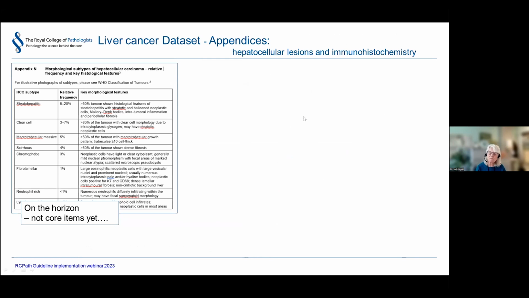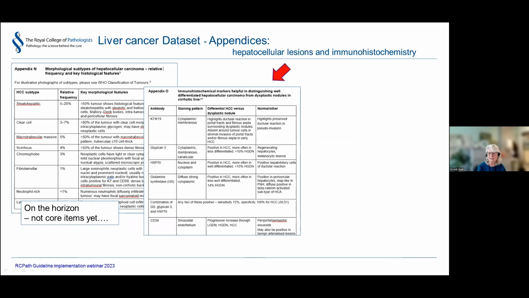I want to also signpost to you some of the appendices included in this data set. One of them is Appendix N, and this is the subtypes of hepatocellular carcinoma. This is on the horizon. These aren't core items yet, with the exception of fibrolamellar carcinoma, but it's signposting the way to the future, where the molecular changes in hepatocellular carcinomas are becoming associated with recognizable morphologies, but there's some way to go yet. Dina will say a little bit more about this in a minute.